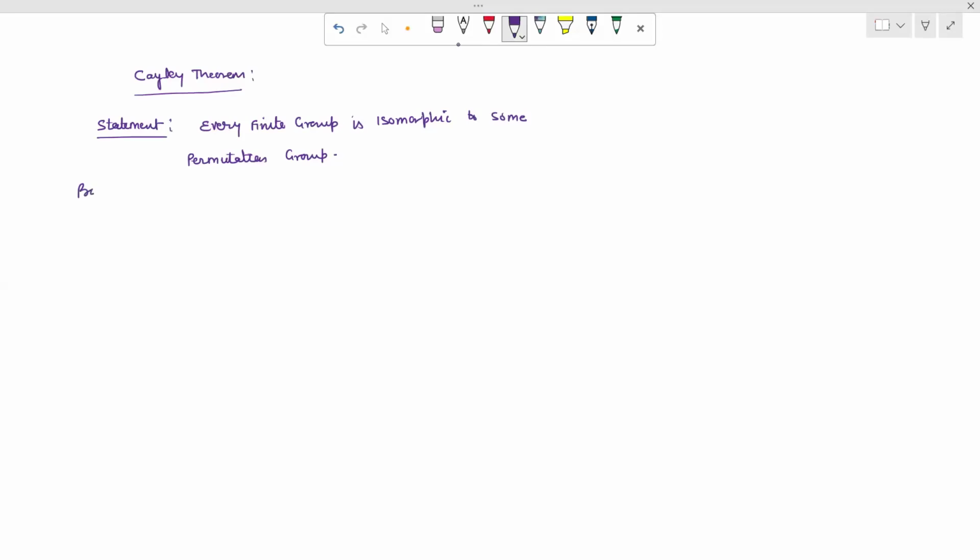Now we shall prove this theorem. So we write down, let G be any finite group, having a finite number of elements. So we already proved the finite group. So G be any finite group.